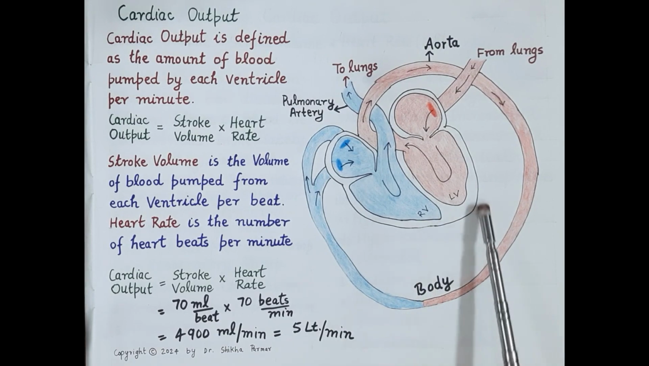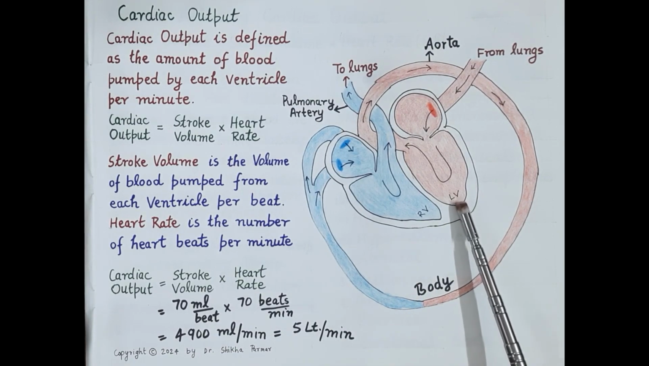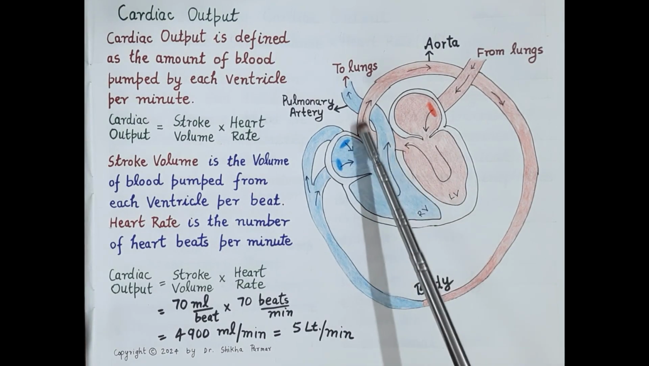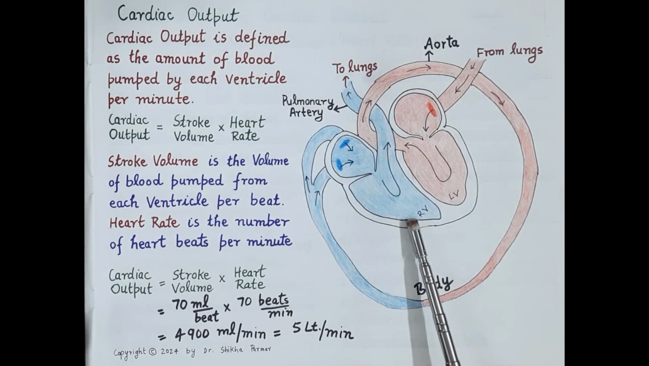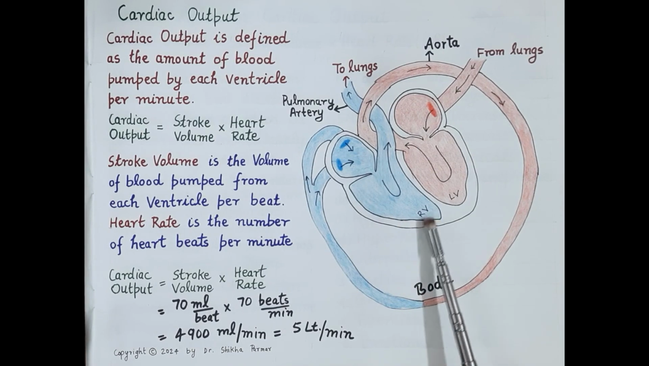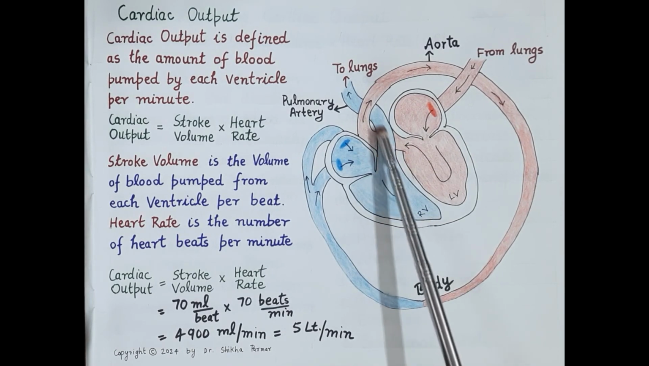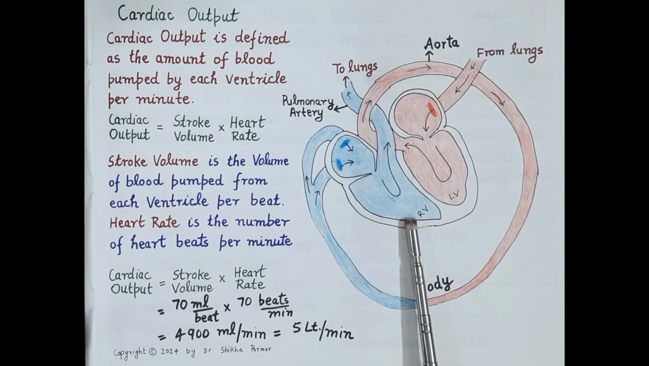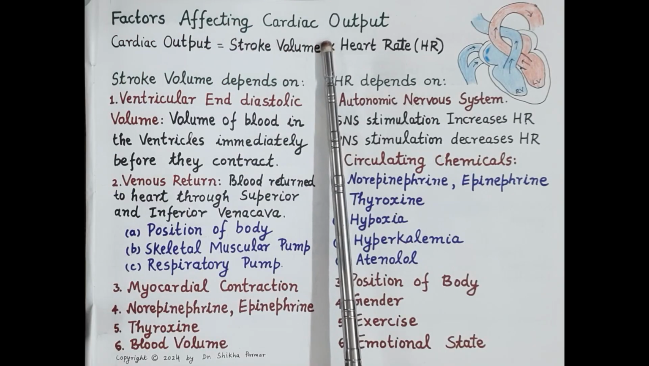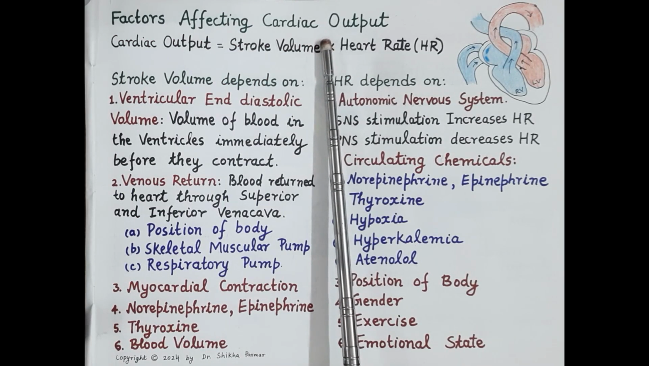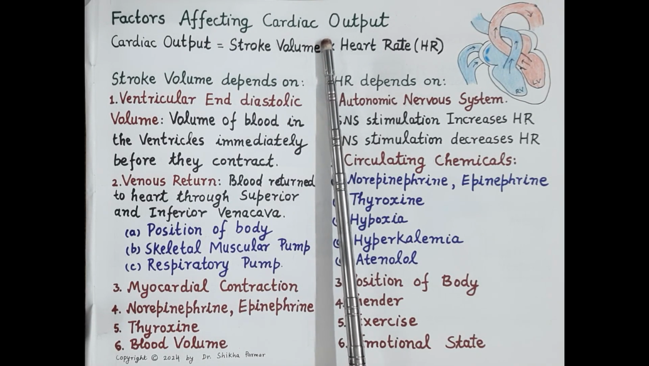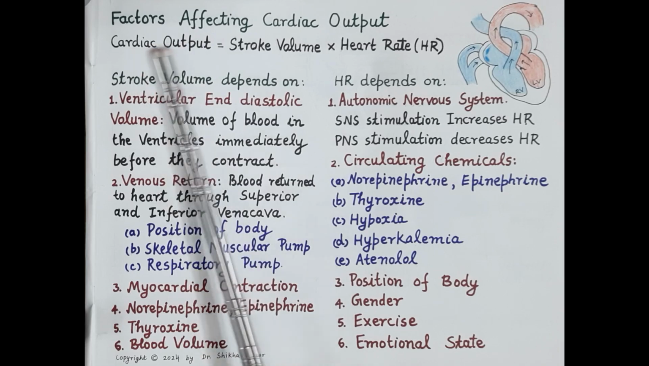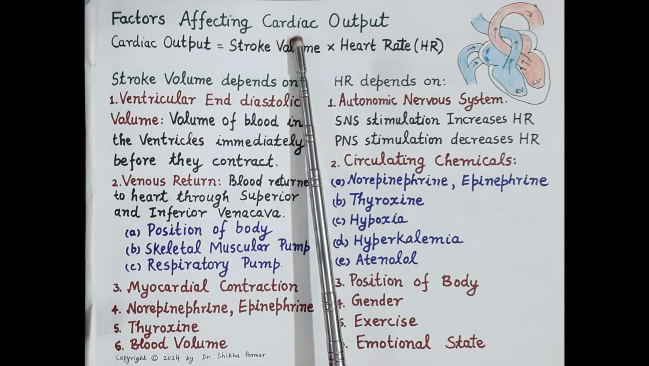So around 5 liters of blood is pumped by the left ventricle into the aorta per minute, and around 5 liters of blood is pumped by the right ventricle into the pulmonary arteries per minute. Now this cardiac output can increase to around 25 liters per minute during exercise. So now let's understand the factors that affect the cardiac output.